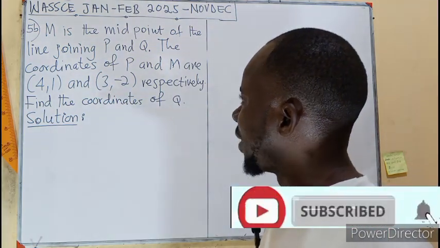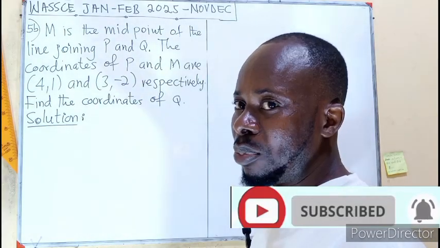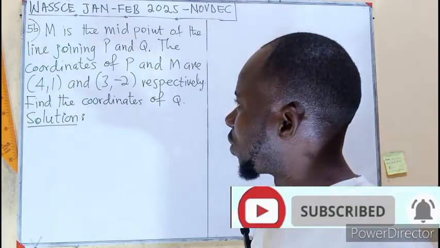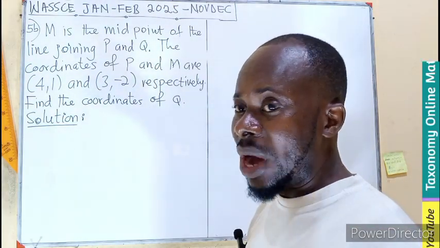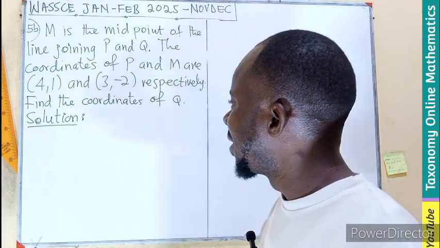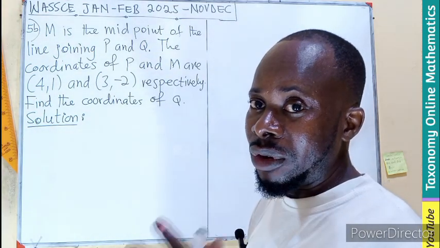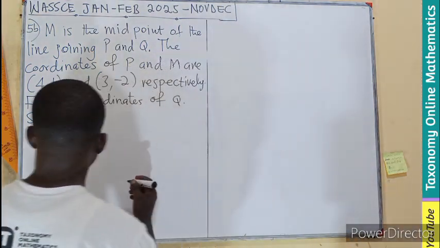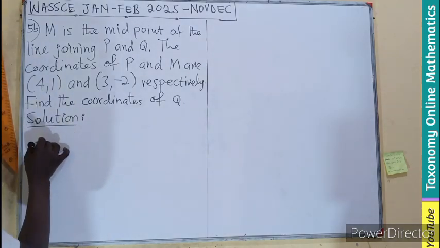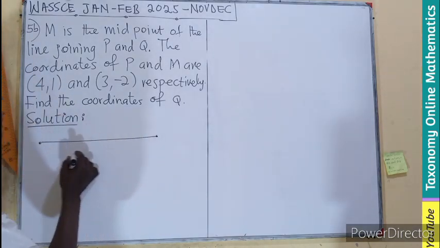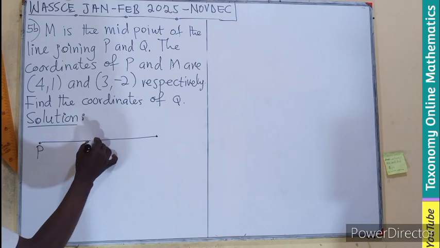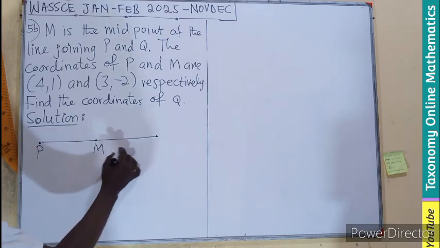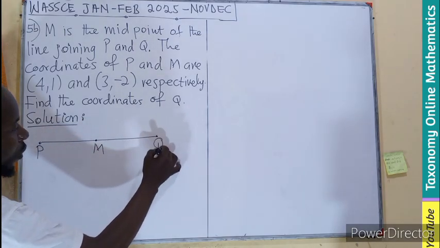M is the midpoint of the line joining P and Q. The coordinates of P and M are given as (4, 1) and (3, -2) respectively. We need to find the coordinates of Q. Let's start by making a sketch of what that line will look like. This is going to be P, in the middle of it M will be there, then this will be your Q.